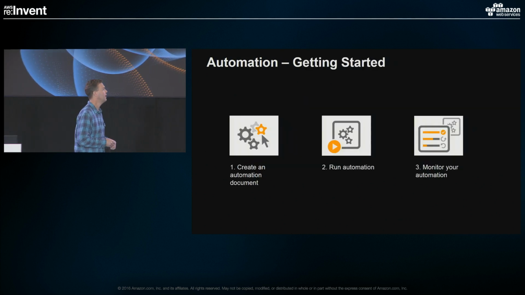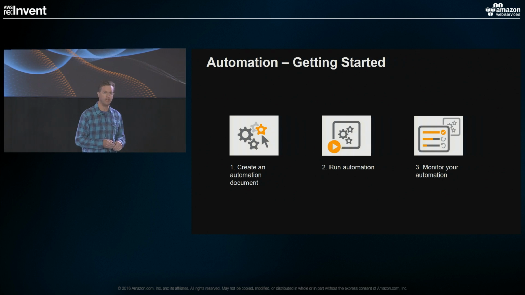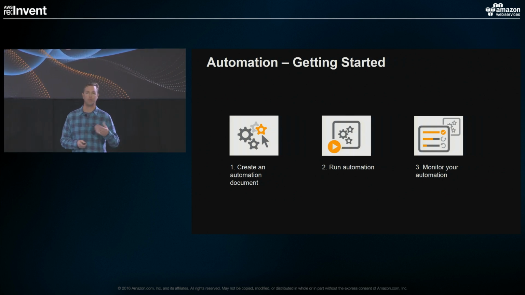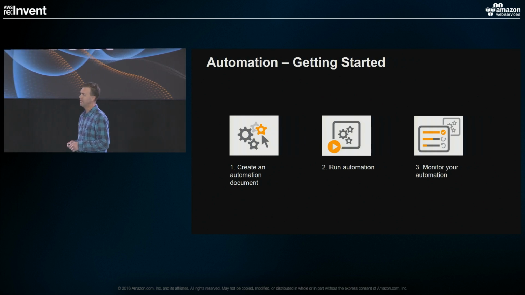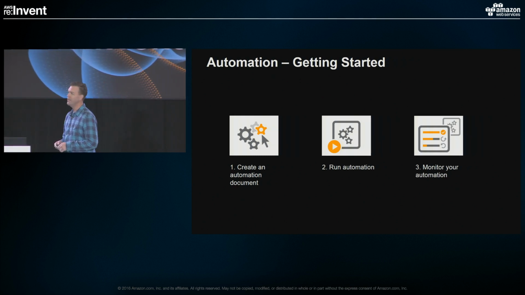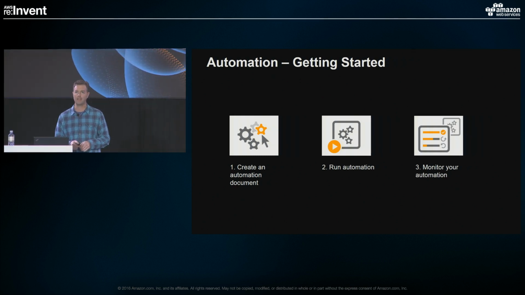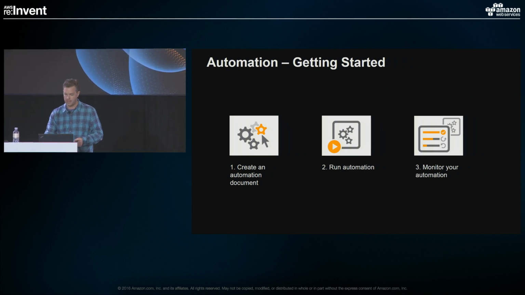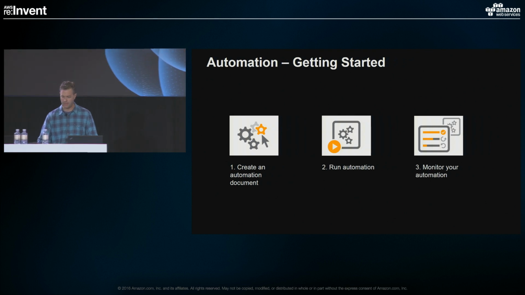So you may ask yourself, okay, this sounds cool, how do I get started? There are three core steps here. The first one is to create an automation document. The second is to run that automation, or execute that document. And then the third is to monitor your automation. So let's jump in and look at what that looks like.